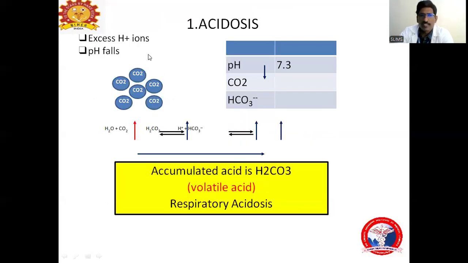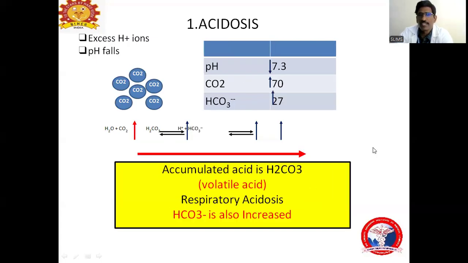So let us try to understand acidosis. See, look at the pH, it is 7.3. It has decreased, so there are excess hydrogen ions. Now we have to look at the carbon dioxide level. See here, carbon dioxide is in excess. Because of the excess carbon dioxide, there is more carbonic acid, and that has produced more hydrogen ions. Here, the accumulated acid is carbonic acid, so it is also called volatile acid. When the acidosis occurs due to excess carbon dioxide, it is called respiratory acidosis.